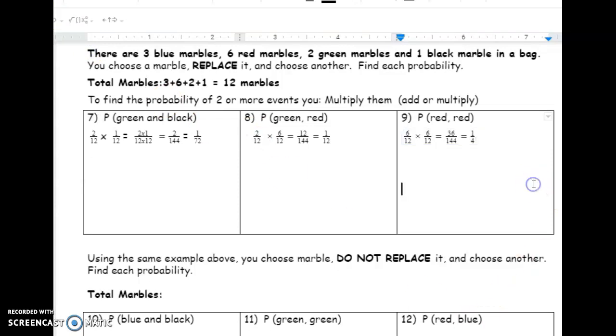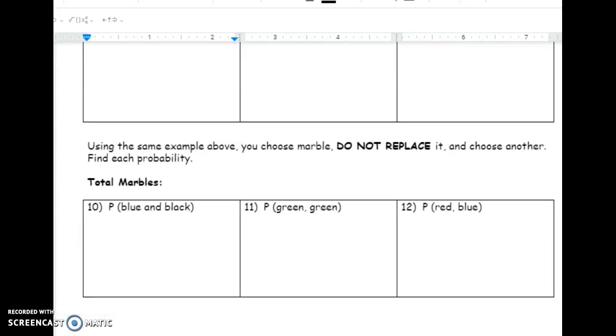So the probability of getting 2 reds is 1 over 4, which is even a higher chance than getting green and red, also even higher than getting green and black. And since the numerator is all the same, the denominator is telling that to us. And this was the way we think about it when we were replacing it, meaning that the amount in the bag never really changed. Now, let's think about probability without replacement.